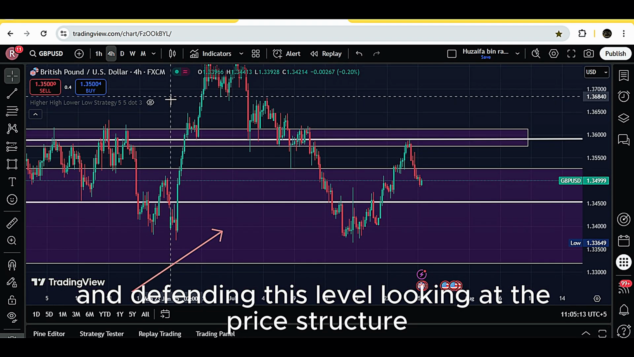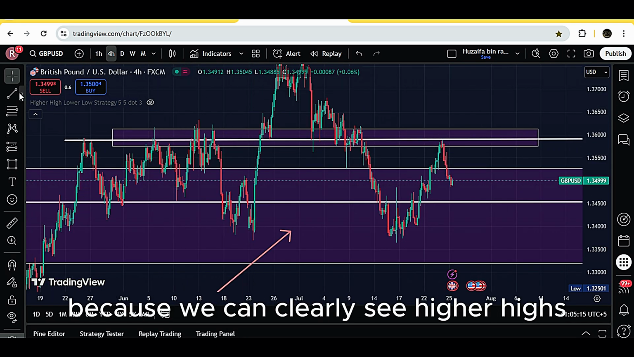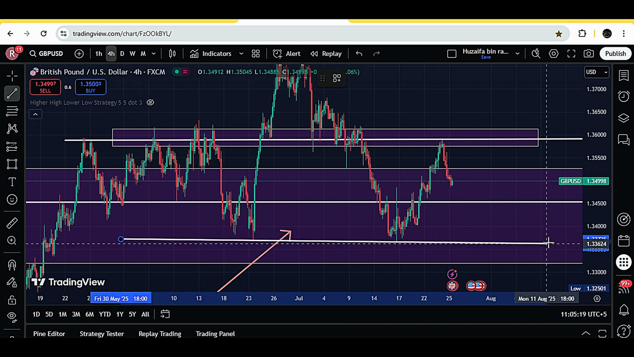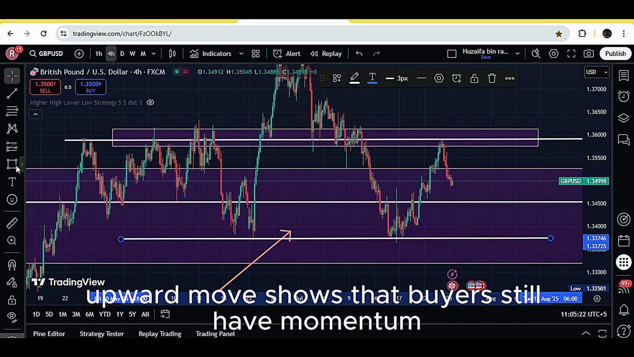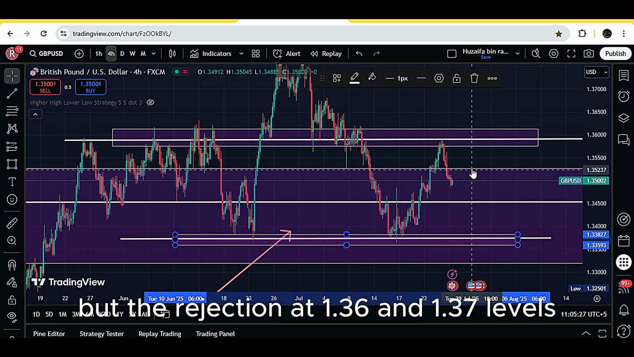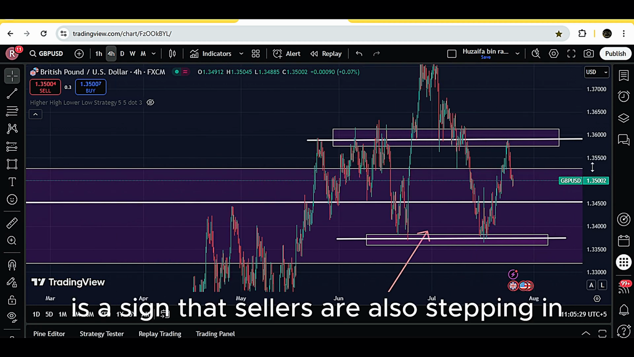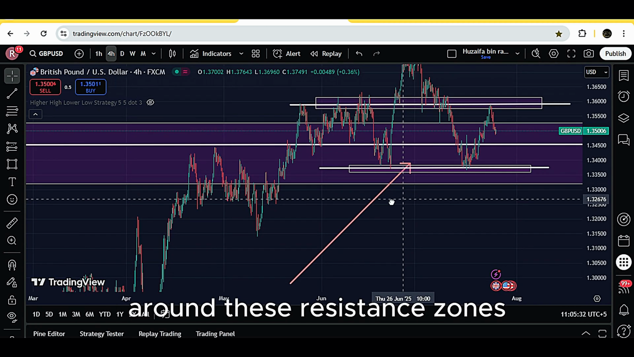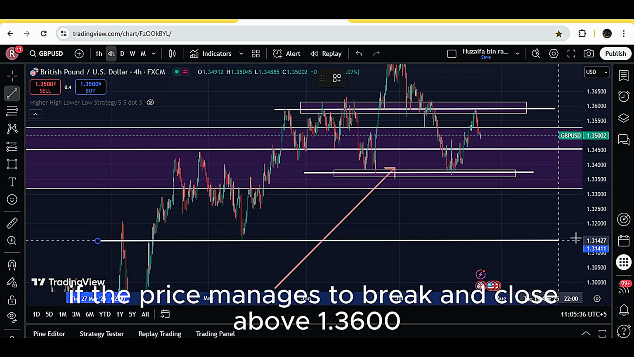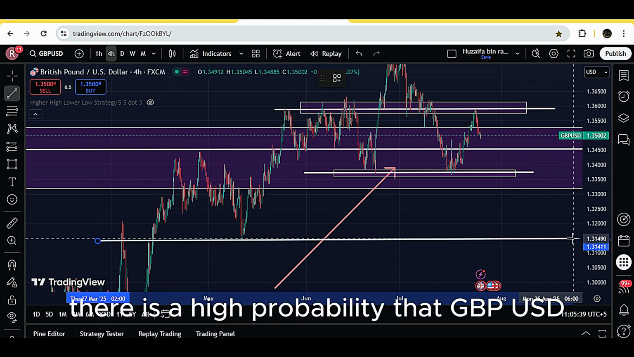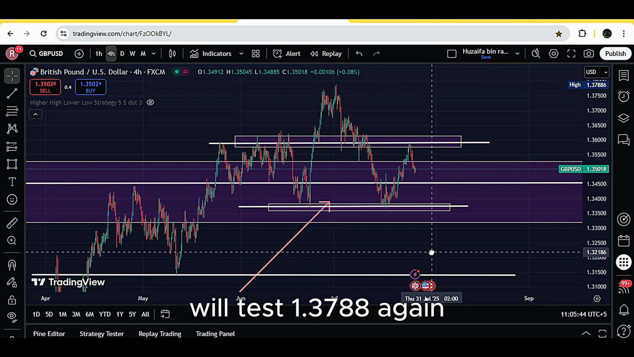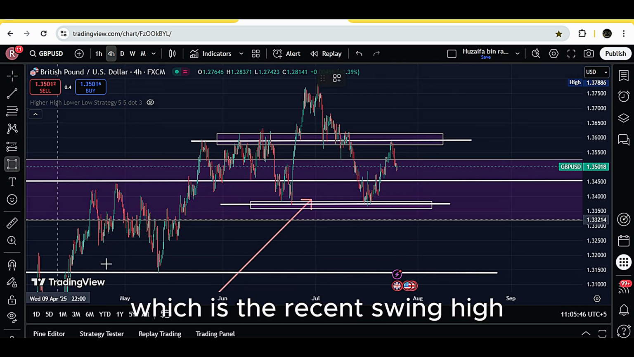Looking at the price structure, the overall trend remains bullish because we can clearly see higher highs and higher lows forming since April. The strong upward move shows that buyers still have momentum, but the rejection at 1.36 and 1.37 levels is a sign that sellers are also stepping in around these resistance zones. If the price manages to break and close above 1.3600, there is a high probability that GBP USD will test 1.3788 again, which is the recent swing high.